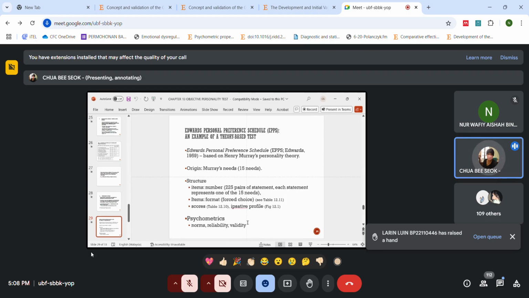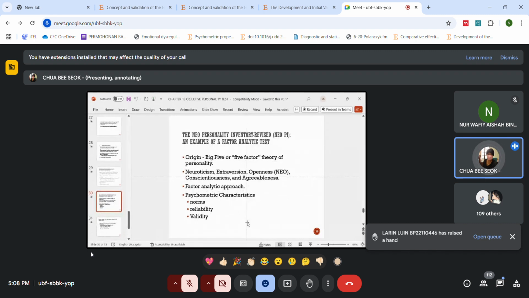Also in terms of psychometrics, it is already evident, for the reliability, validity, and this instrument also has its own norms. Next, the NEO personality inventory: how to develop this test based on the empirical approach.